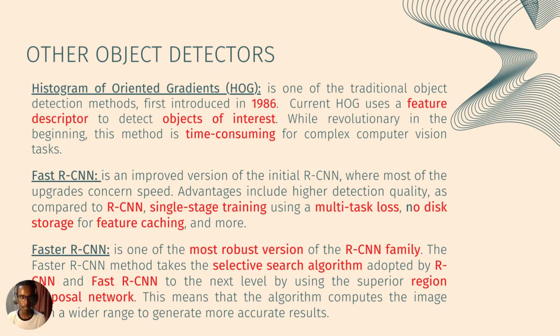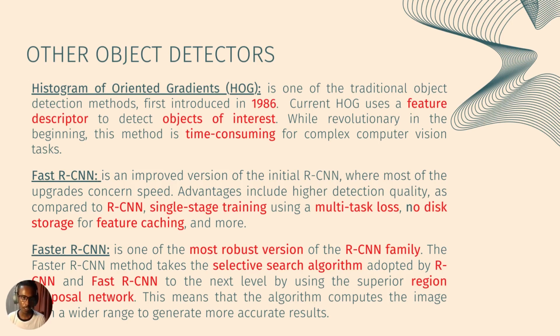And the RCNN family, where we will just take a look at the Fast RCNN and the Faster RCNN. The Fast RCNN is an improved version of the initial RCNN, where most of the upgrades concern speed. Advantages include higher detection quality compared to RCNN, single-stage training using a multitask loss, no disk storage for feature caching, and more. And the Faster RCNN is a more robust version of the Fast RCNN.